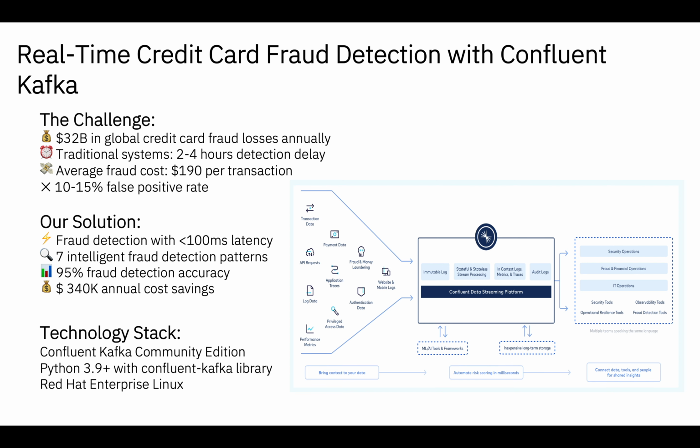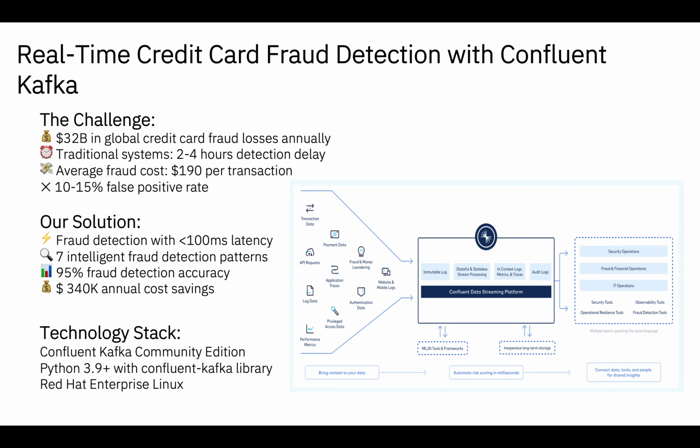So what we are seeing is there's a big challenge in terms of the credit card frauds happening annually around the world. There's a lot of money being lost that way. And one of the key issues is most of the processes are batch dependent. So there's a delay in detection of the fraud happening, an average fraud amount of $190 is lost per transaction, and there are a lot of false positives as well.